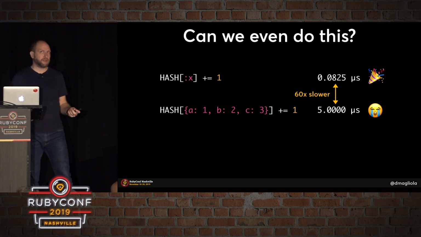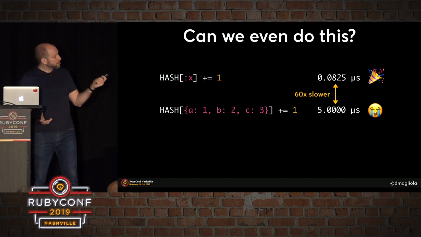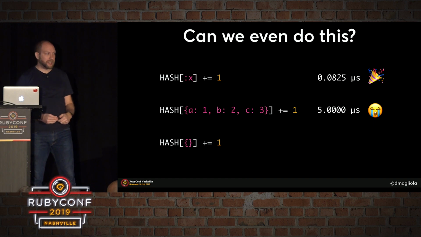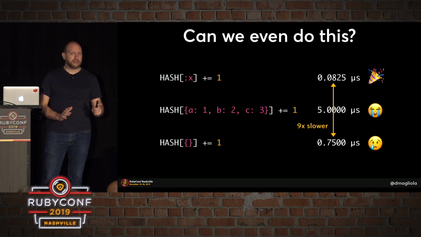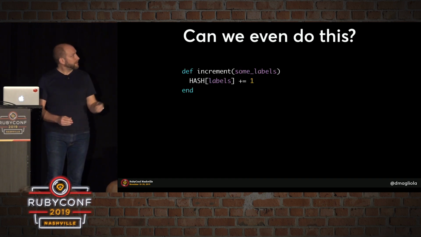Now, how about a best-case scenario? Your metrics, in theory, most of them should have no labels. So if we try and use an empty hash as a key, that's a little under a microsecond, which is within budget, but we're getting quite close. And we're just incrementing a hash here. In real life, we need to validate those labels. We need to do some processing on them.